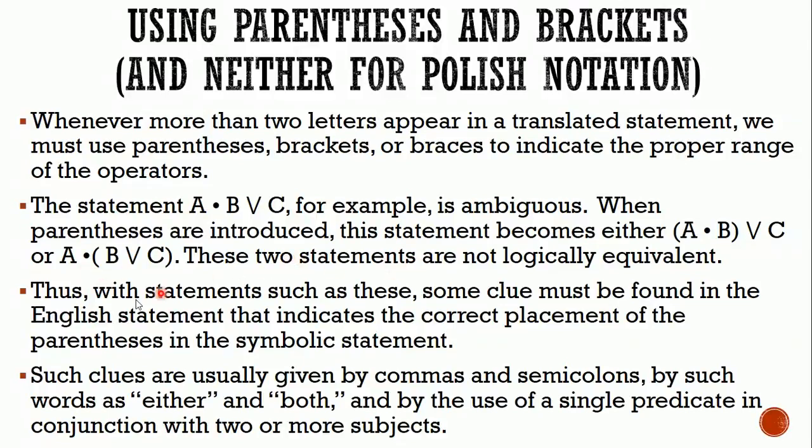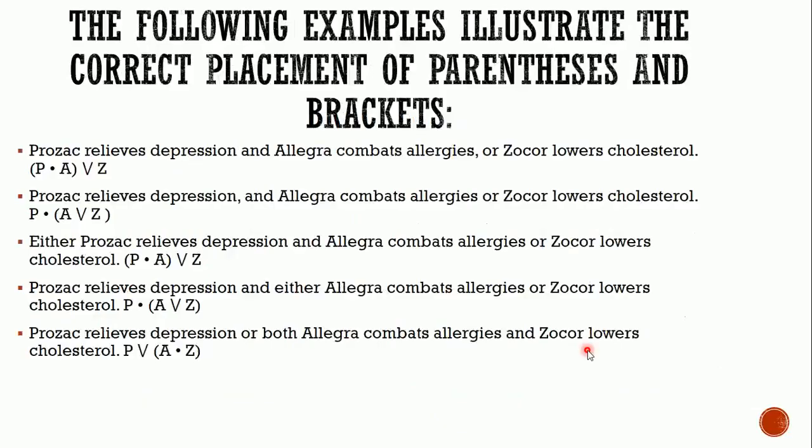All right. So when you have statements like this, you have to find some clue in the English statement that indicates the correct placement of the parentheses in the symbolic statement. Generally, these clues are given by commas and semicolons and by words such as either or both, or by the use of the single predicate in conjunction with two or more subjects. So let's look at some examples.